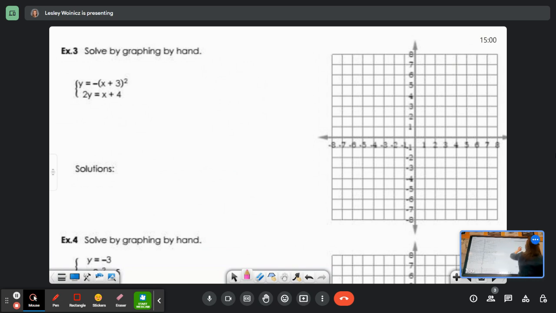All right, check out my first equation. Quadratic or linear? Quadratic. Look at the a value. Which way does this guy open? Down, because the a is negative 1. Okay, what is the h? Be careful. Negative 3. Good. And what is the k? Zero. So my vertex is at (negative 3, 0).